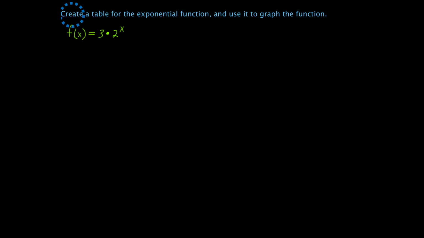Alright guys, in this first problem we're asked to create a table for the exponential function and use it to graph the function. So I'm going to create a table for this function first. I have x, or my input value, on the left hand side of the table, and for my output value, you could think of it as y, or since I have f of x here, I'm actually going to write f of x.